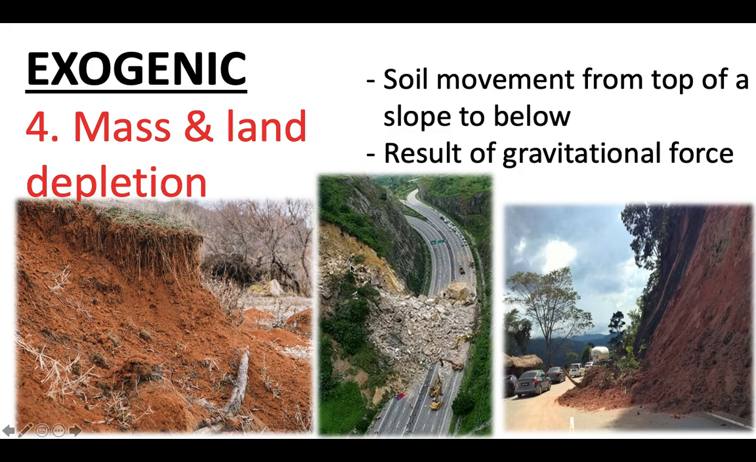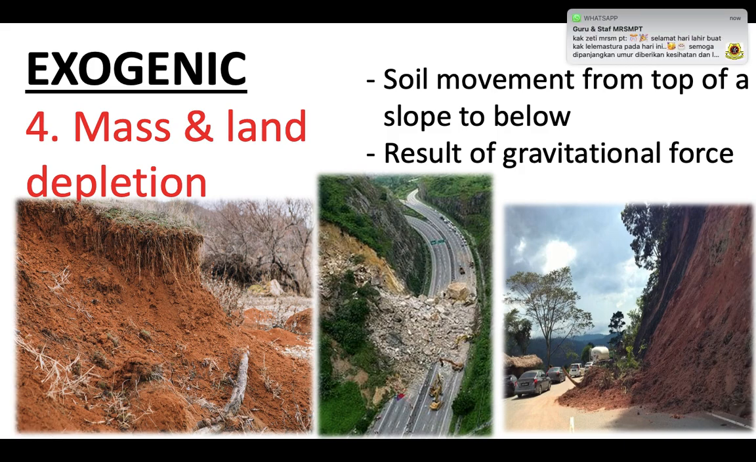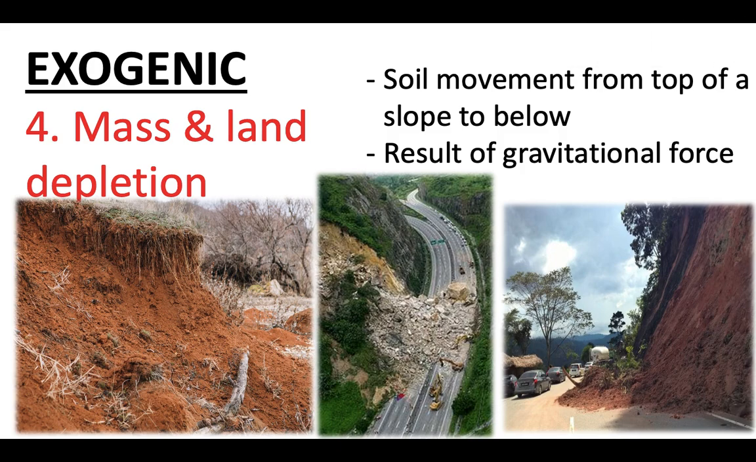Ini contoh of the land depletion, tanah runtuh kan, landslide. So this mass and land depletion, they involve soil movement from the top of a slope to below as a result of gravitational force. Okay, so ini yang berlakunya bila tak ada yang menghalang kan, dia senang untuk bergerak. So the movement of the soil daripada kawasan atas to the below. Okay, dia jatuh ke bawah.